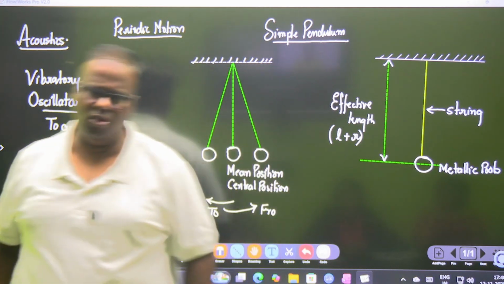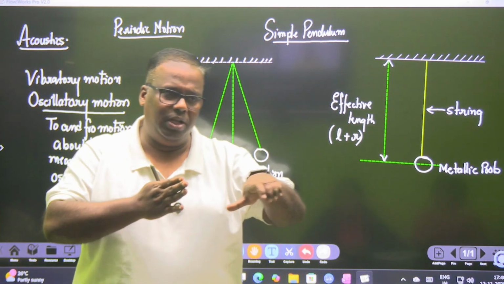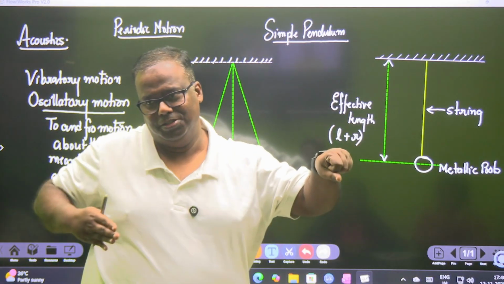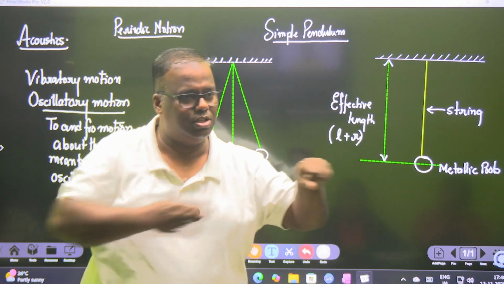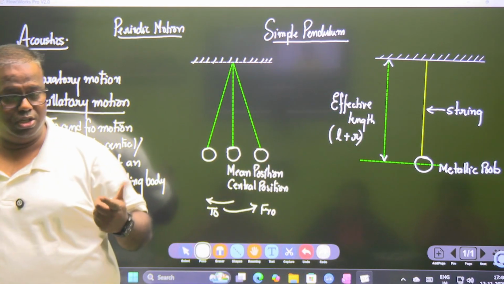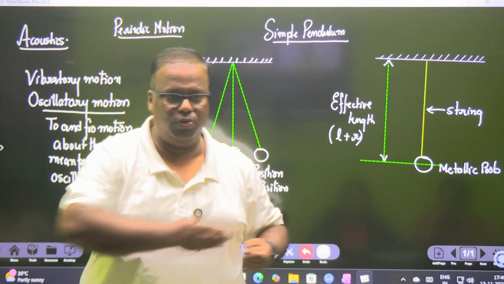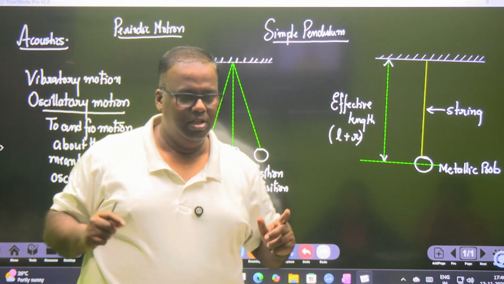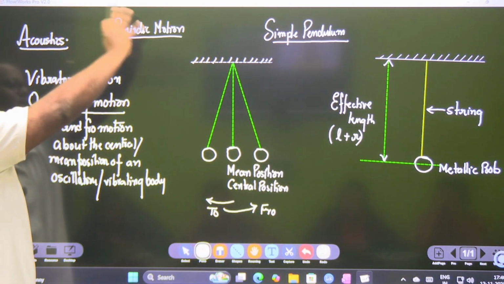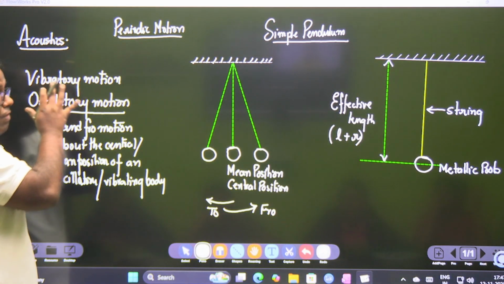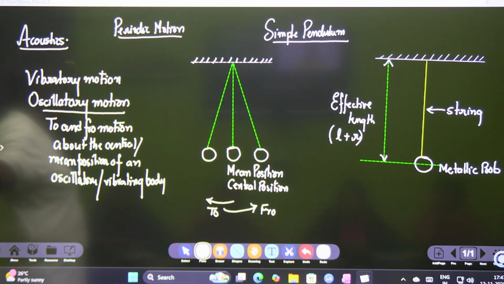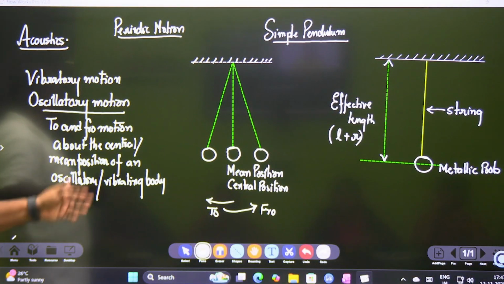One more example: a hacksaw blade being used to cut a piece of iron. Is it periodic motion? Yes. I know it will come back. Can I call it an oscillatory motion? Yes, it's an oscillatory motion. The body is moving to and fro about a mean position. Do you agree? Now, are you able to relate periodic and vibratory motion? Every vibratory motion is a periodic motion, but every periodic motion need not be a vibratory motion or an oscillatory motion.